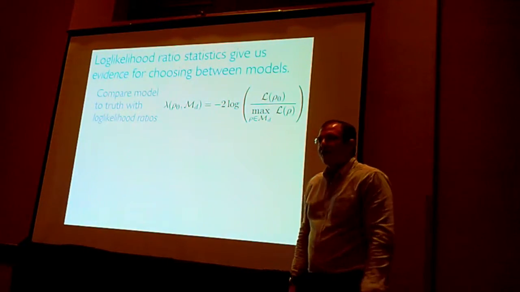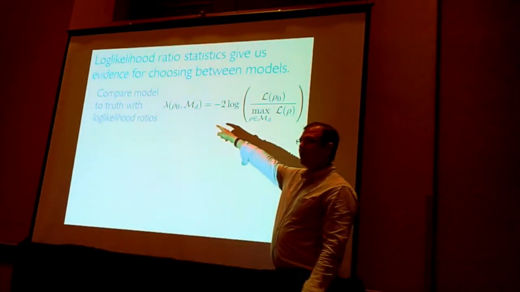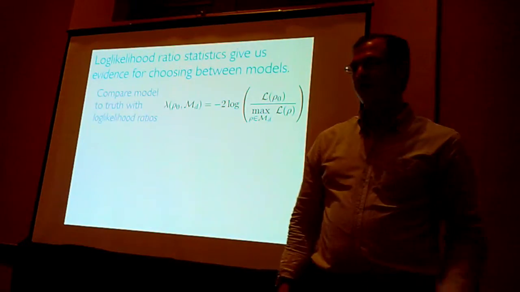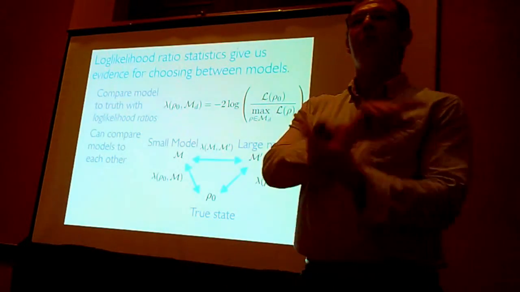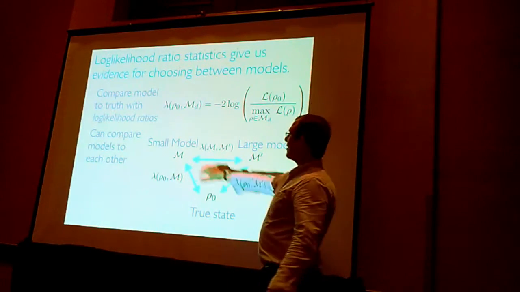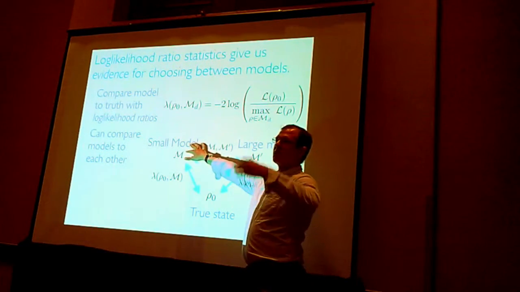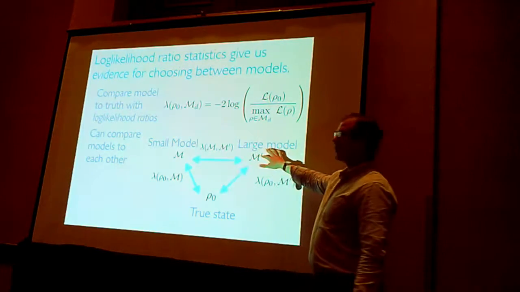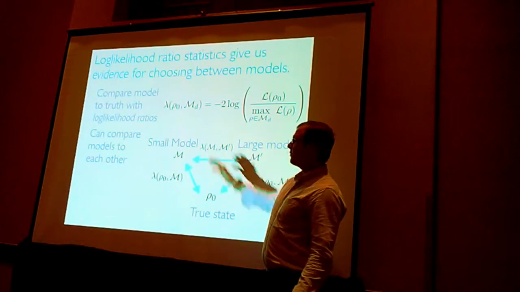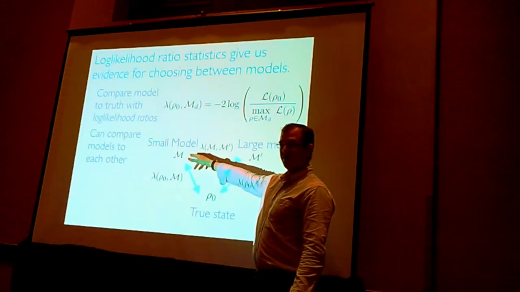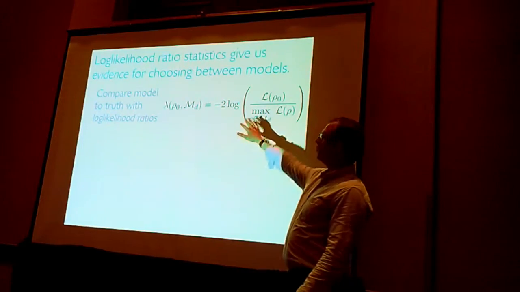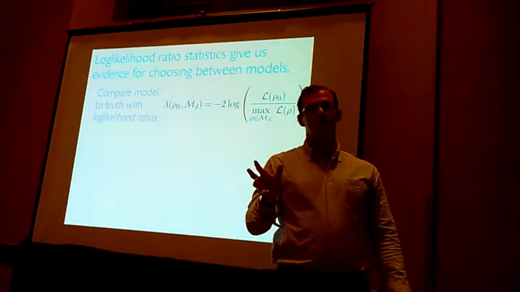Now, you might ask, Travis, usually you don't know the truth in an experiment, so why are you talking about this? Well, thankfully, if you can compare models to the truth, you can compare models to one another. So maybe we have a small model, like the qubit model, that we want to compare to the qutrit model. We want to compute the statistic comparing those two, and we can do that by writing it as the difference of the statistic comparing each to the truth. Hence, we'll just focus on comparing models to truth.